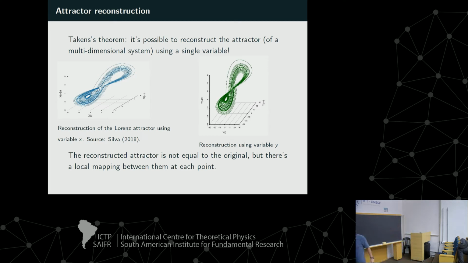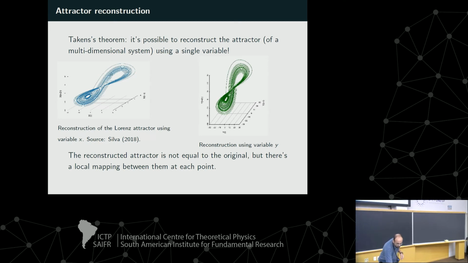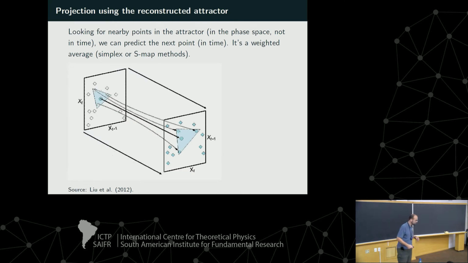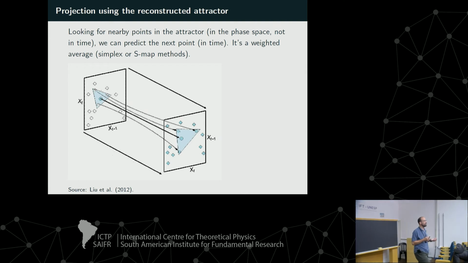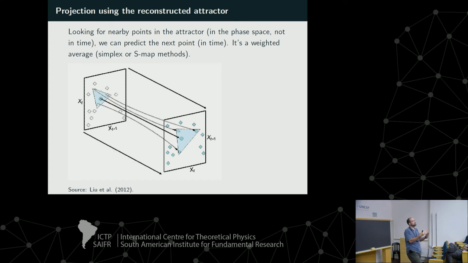Okay, so what can you do with that? One thing you can do is try to do prediction, right? If you have the attractor, you don't have the equations, but you already know pretty much everything that happens in that attractor, okay? So for a long enough time, you should have all the information. So one thing you can do is prediction. For instance, suppose these points here are your attractor, okay? And the current point is this one, right?